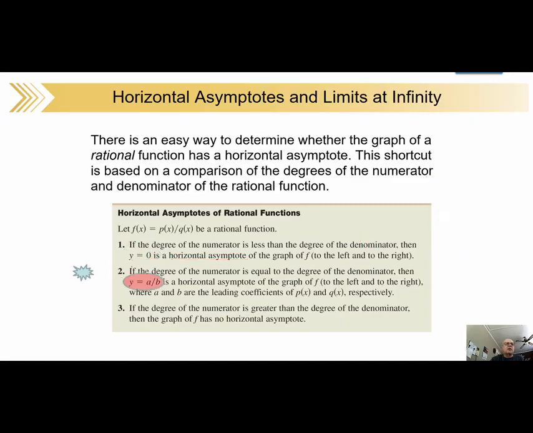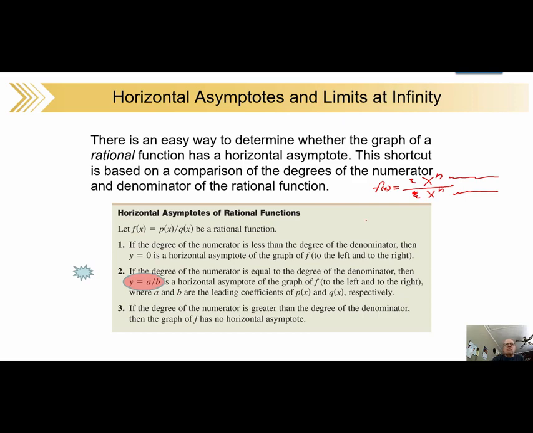Let's move ahead here. If the degree of the numerator is equal, so, where am I? There we go. So we've got a function, and we've got something x to the n, let's say, over something x to the same exponent. And you've got some more terms down here. What's important is these degrees are the same. The polynomials are the same degree.